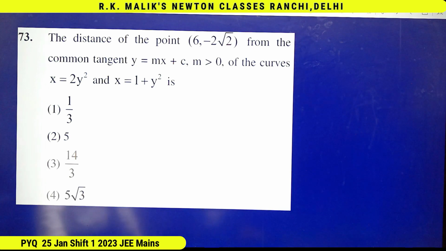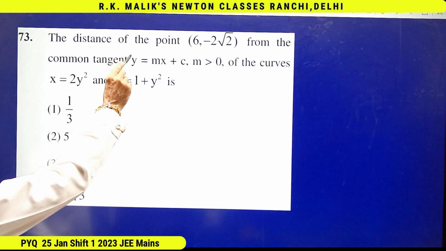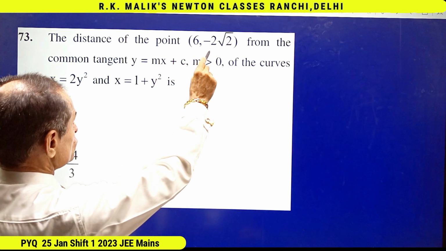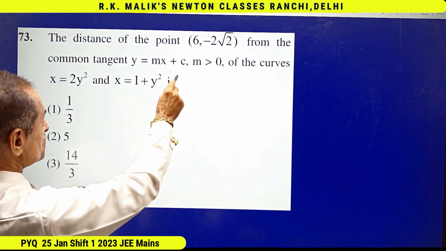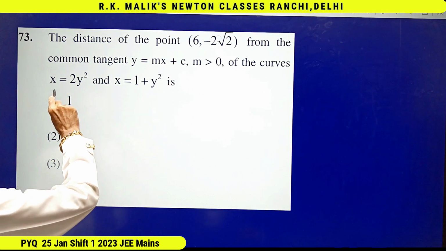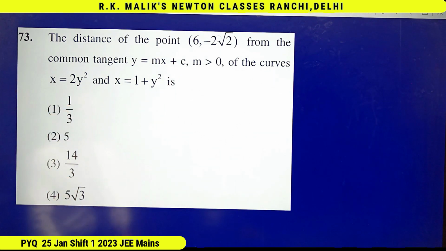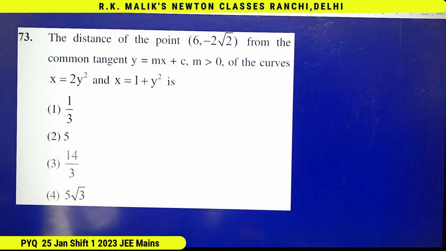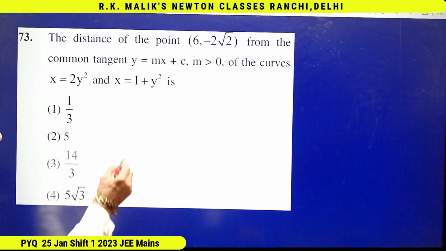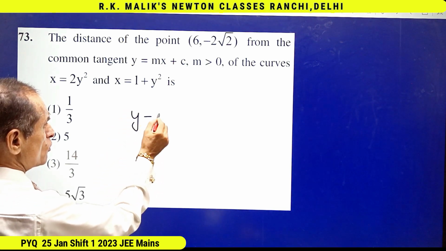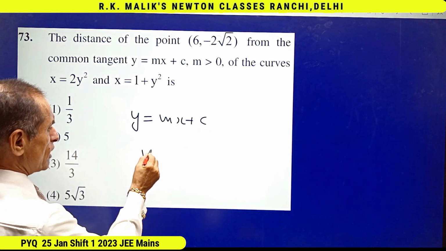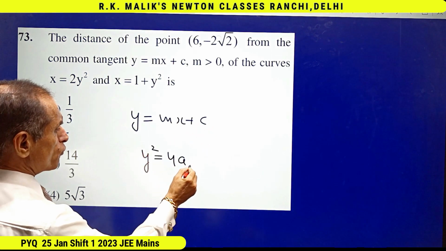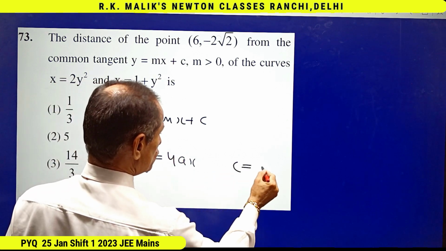In this question, it is given that the distance of the point (6, -2√2) from the common tangent y = mx + c to the given curves is to be found. You have to find the correct choice. This concept all of you must be knowing that the line y = mx + c touches the parabola y² = 4ax if c = a/m.